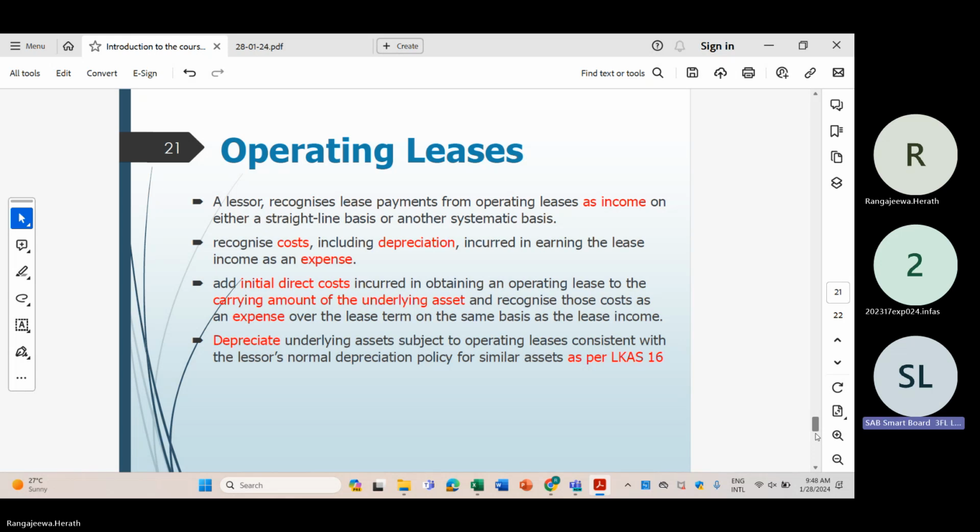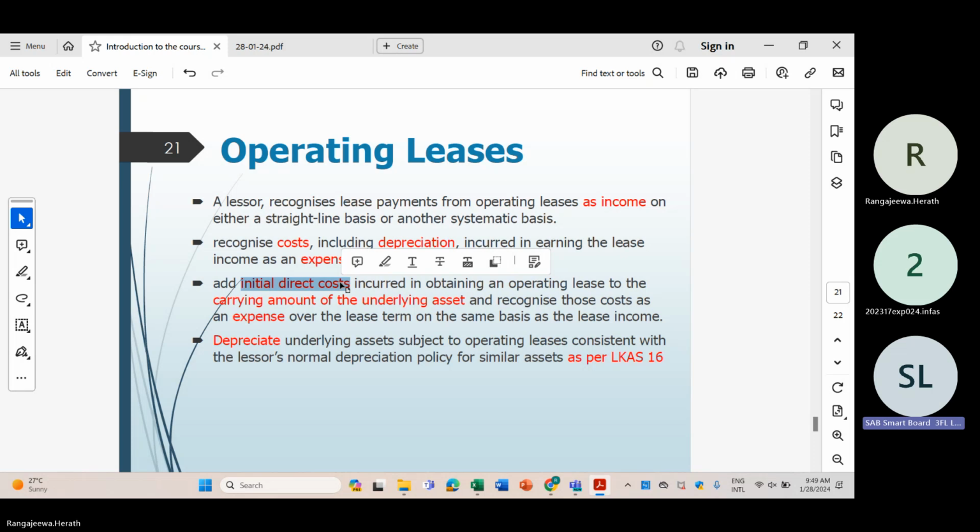The only thing is the lease rental income you are receiving, that you charge to P&L as income periodically. Right? Straight line, P&L charge. The only difference here is there is an initial direct cost incurred by the lessor. If we give our building on an operating lease, for a 5-year period, annual lease rental 1 million, you can recognize 1 million into P&L every year.